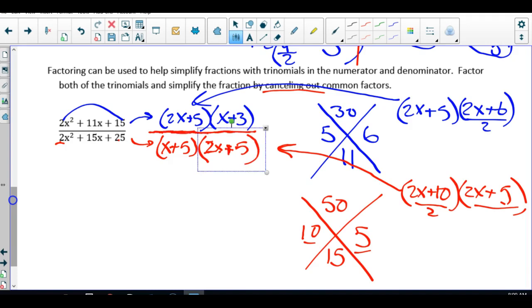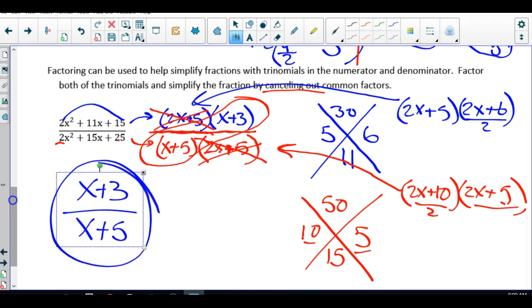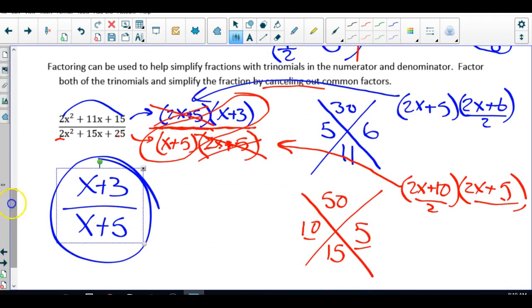Once we have factored both, we see that there is a 2x plus 5 on the top and a 2x plus 5 on the bottom. Those can cancel out. You're dividing something by itself, so it's like reducing a fraction if you think about it. That leaves us with just these two binomials. So x plus 3 over x plus 5 is the final answer. So that is it. Nothing else. Make sure you know how to do that problem. You'll see it. Good luck.